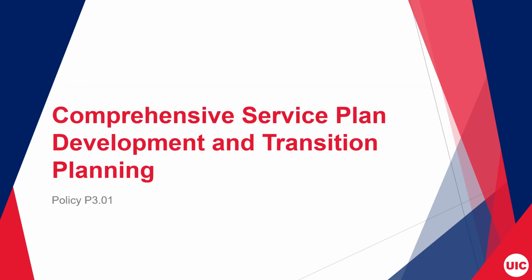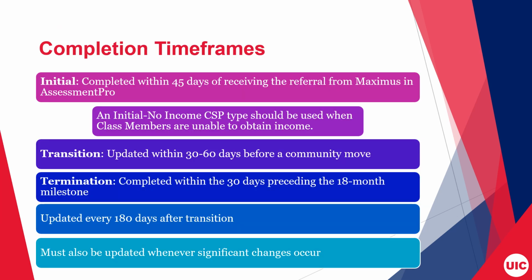Policy P3.01. Comprehensive Service Plan Development and Transition Planning. Service plans must be completed in full in the web app for all class members who are active in the CCMTP and have had a completed Maximus Transitional Assessment. The first service plan is to be completed and finalized within 45 days of receiving the referral from Maximus. This plan is referred to as the initial plan.